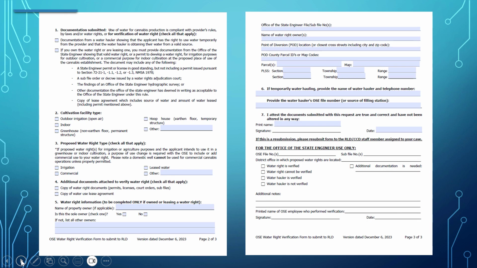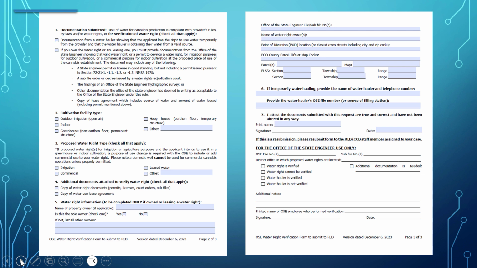On page 2, Number 1, you will need to submit documentation to provide the verification of the water rights, including documentation from any water haulers. And if you do own a water right, you may need to include a copy of your permit, the subfile order, or any other legal document that shows the limit and measurement of your water right. And if you are leasing the water right, we need a copy of the lease agreement.